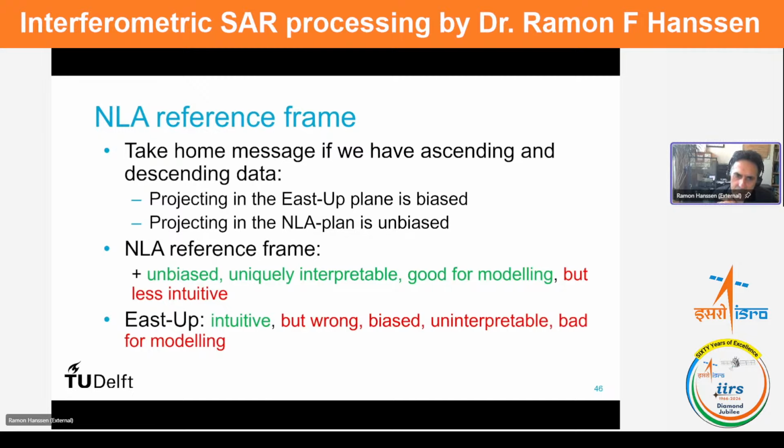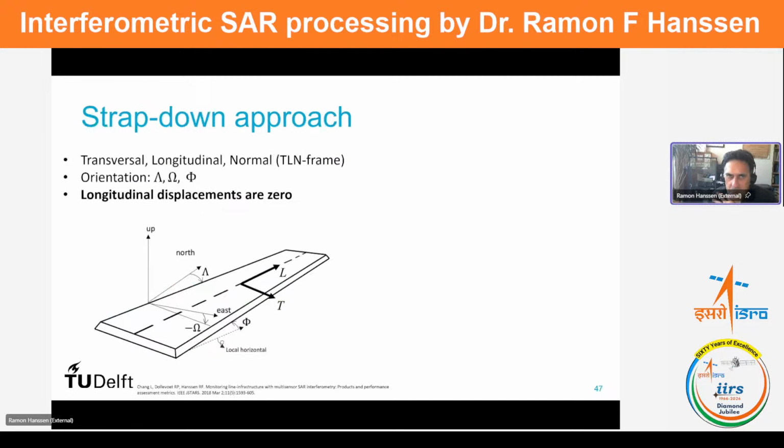Then the other approach is maybe a little bit more practical for those of you who are interested in that, and that is another coordinate system, which we call the TLN frame. That relates to transversal, longitudinal, and normal. And here, this goes back to the work from Ling Chang already a while ago, where we look at line infrastructure like a road that you can see over here.